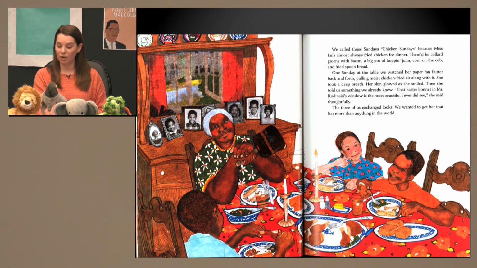Rafa, I think they wanted to get her the hat because she's so very special to them and she does a lot for them, like cooking their dinner on Sundays, and it would be a nice thing that they could do for her.